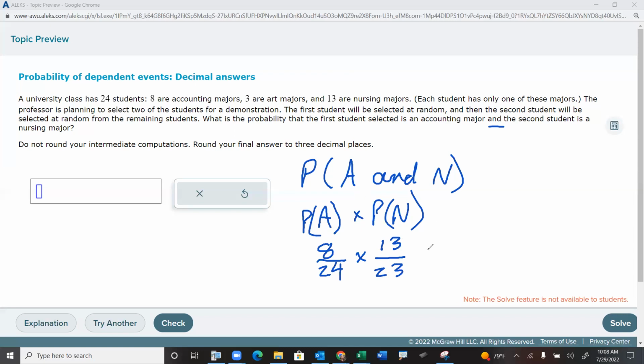And you would get 0.188, to 3 decimal places, which would be 18.8%. I don't think they're looking for the percent. I think we want it like that.